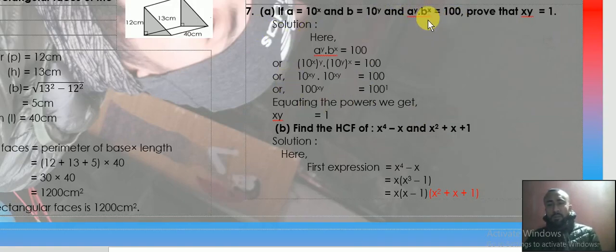Here this is the main condition, a power y multiplied by b power x is equal to 100. The value of a is 10 power x and the value of b is 10 power y. So here the powers are the same, so the bases can be multiplied, so 10 multiplied by 10 gives 100. Or in another way you can add the powers also. You can also write here 10 power 2xy is equal to 10 power 2. In both of the methods you get the same answer, that's xy is equal to 1.